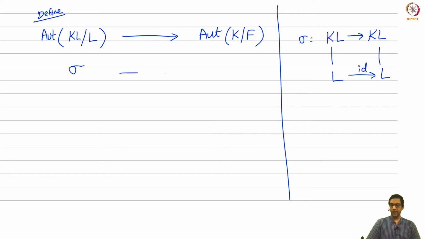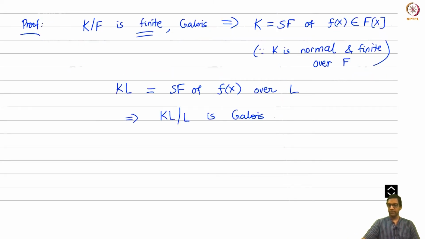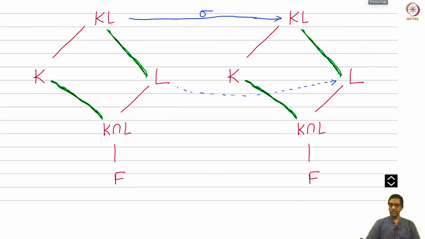I just restrict it to K. So just take sigma and restrict sigma to K. Sigma is defined on the big set, so all I do is restrict sigma to K. I just think of it as a function on K. Now the key observation is that if I restrict sigma to K, the image will again be in K. The restriction of sigma to K will map K to itself.